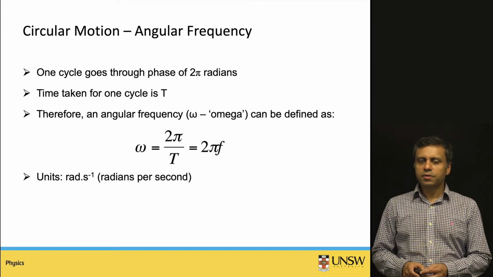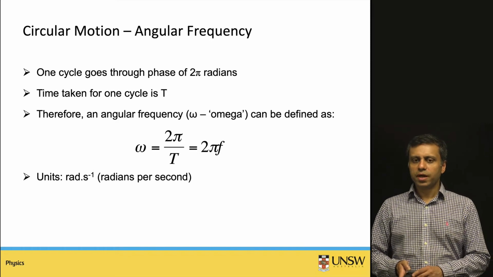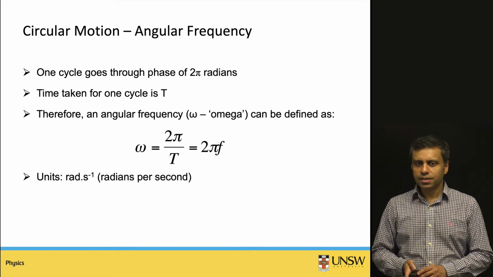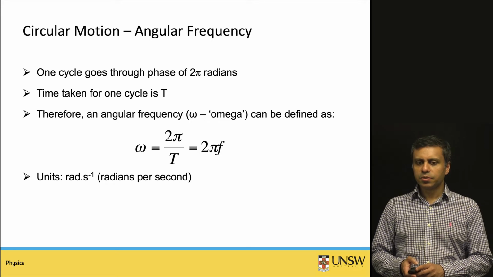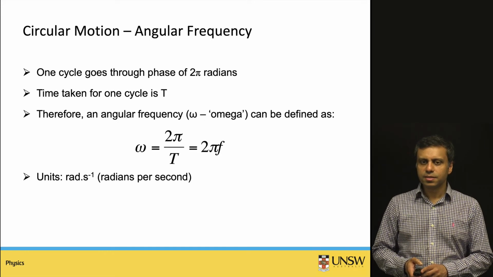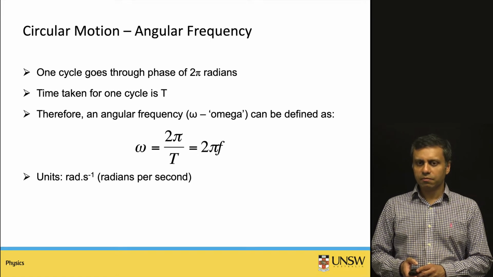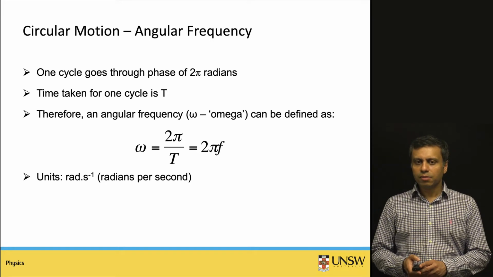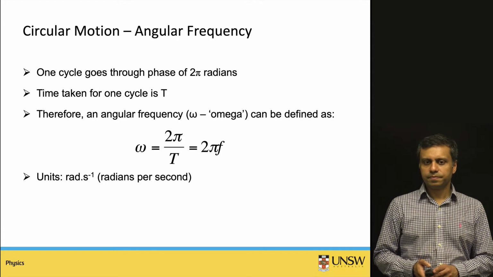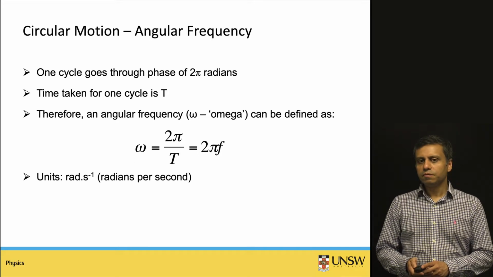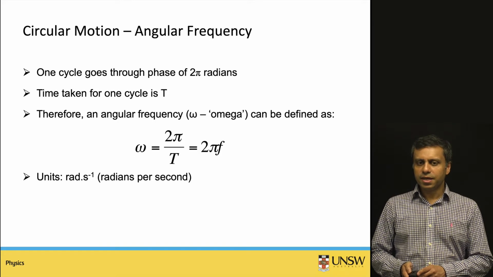And so the angular frequency omega is defined as 2 pi over T, T being the period. And since the frequency is inversely proportional to the period, we can also write this as 2 pi times f, the frequency. So the angular frequency is related to the actual frequency through 2 pi. The unit of this angular frequency is radian per second.